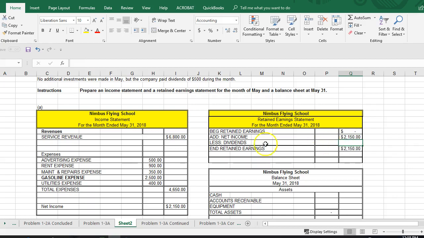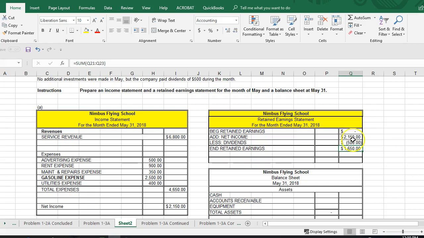Next line item will be dividends. Recall that dividends are payments made to the stockholders. When you pay out dividends, that is money being taken away from the business organization. We paid out dividends this month in the amount of $500. Because it's a payment, put it in as a negative number, because when you pay out a dividend, it is going to reduce the amount of your retained earnings.